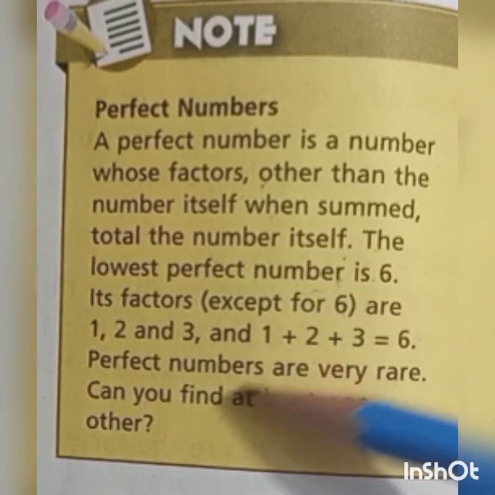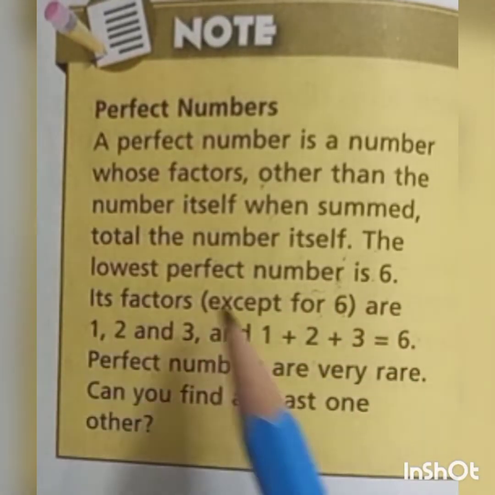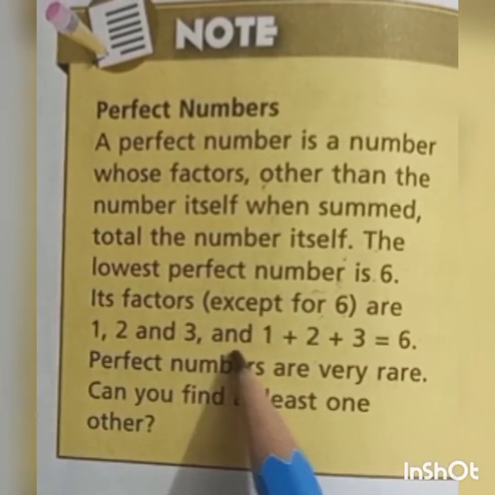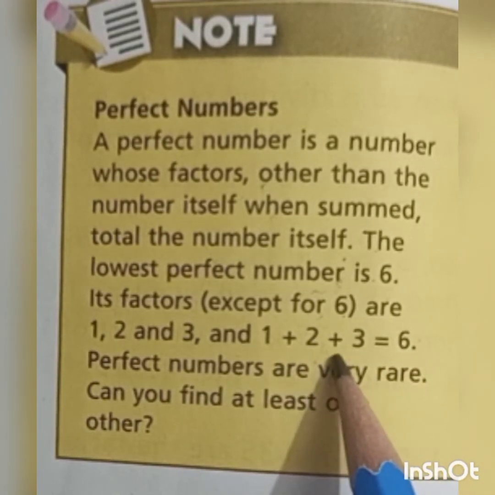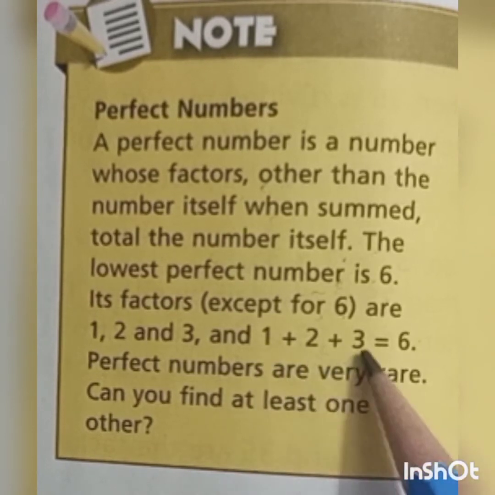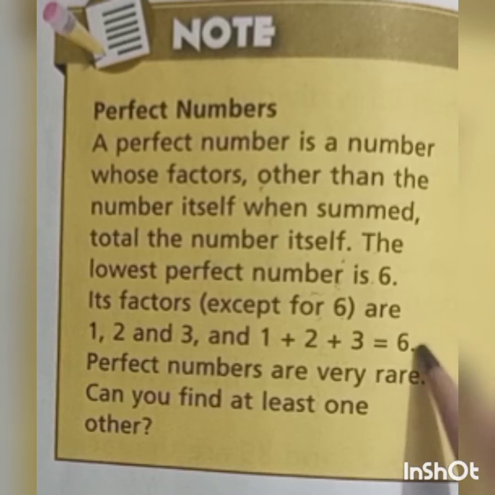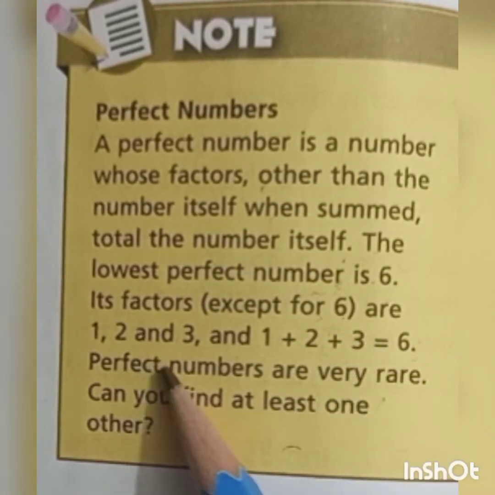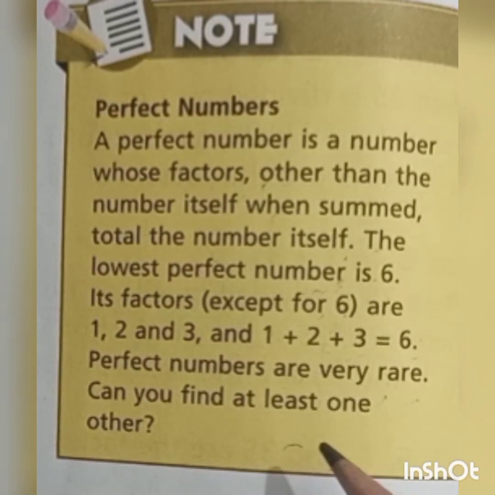For example, the lowest perfect number is 6, as its factors except for 6 are 1, 2, 3. We know that the factors of 6 are 1, 2, 3 and 6, but in this method we will not include the number 6 and just sum up the other factors, that are 1, 2, 3. So adding up 1, 2, 3, the answer is equal to 6. Students, perfect numbers are very rare. Can you find at least one other? So take some time to find at least one other perfect number.